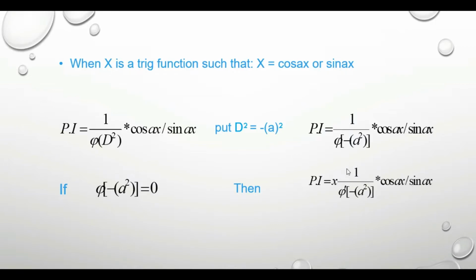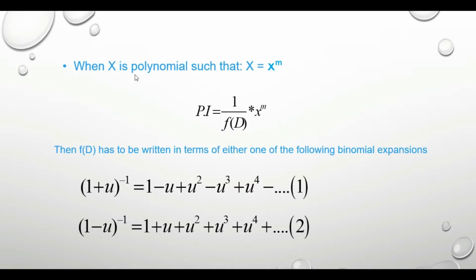If it is equal to 0, then we also have to multiply by x and then take the derivative of this and proceed with the solution of the equation. And the third case is when X is a polynomial, such that X is equal to x to the power of m. Then here we have to use the binomial expansion of 1 plus u or 1 minus u in order to solve this particular integral.